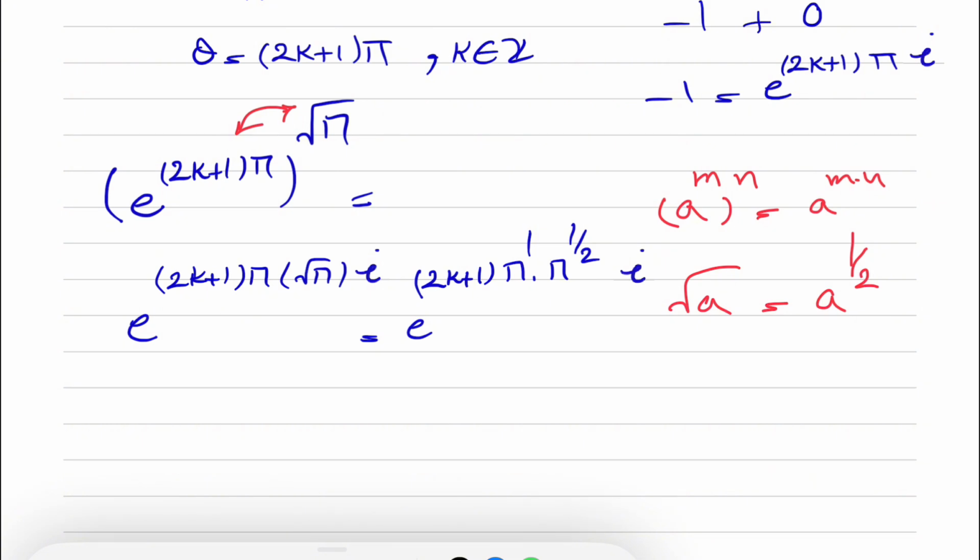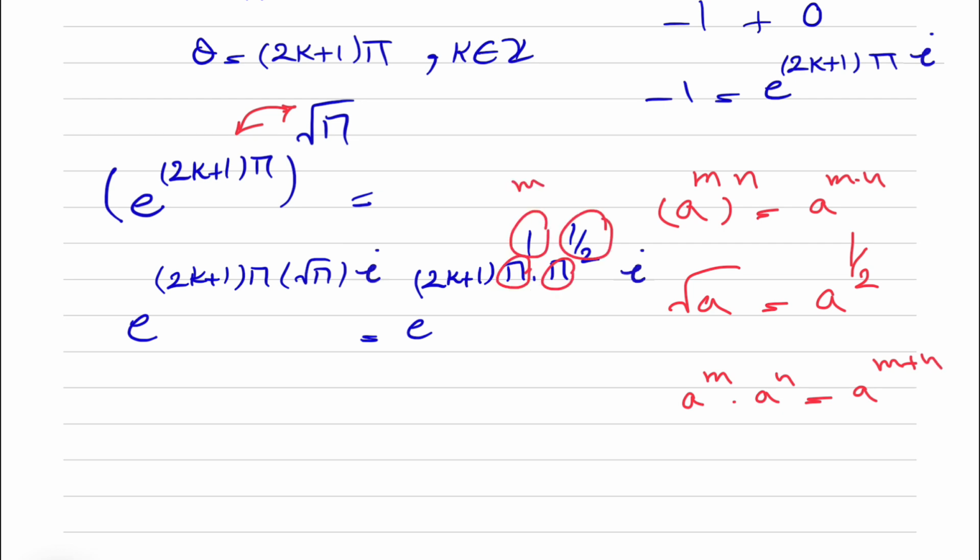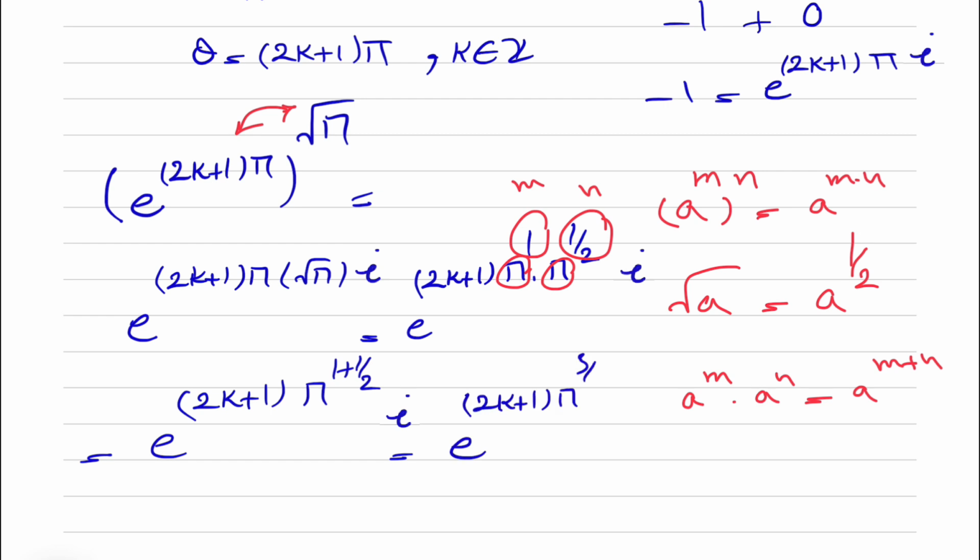Now looking at here, we see that we have a to the power of m times a to the power of n, so this will be equal to a to the power of m plus n. So these are our a, and this will be our m and n. Basically this can be written as e to the power of (2k plus 1) pi to the power of 1 plus 1/2. And we know 1 plus 1/2 is 3/2. So this will be e to the power of (2k plus 1) times pi to the power of 3/2.